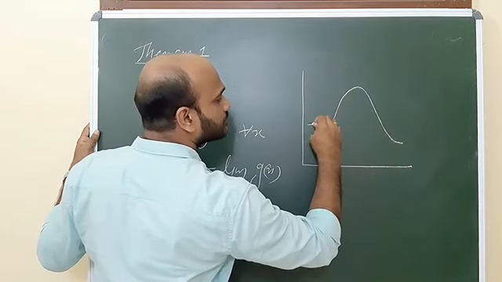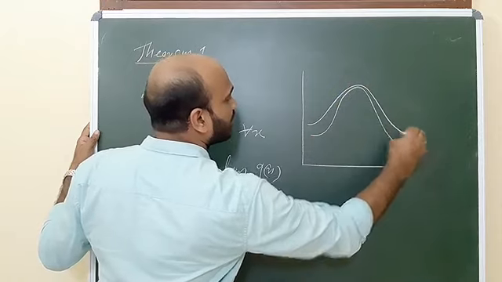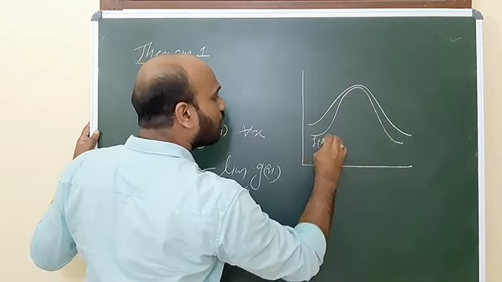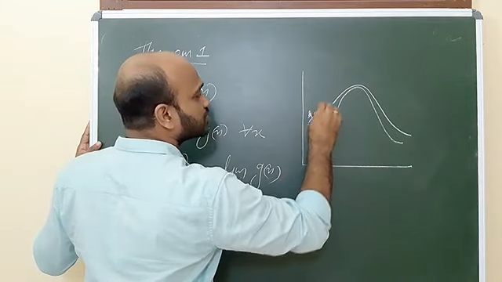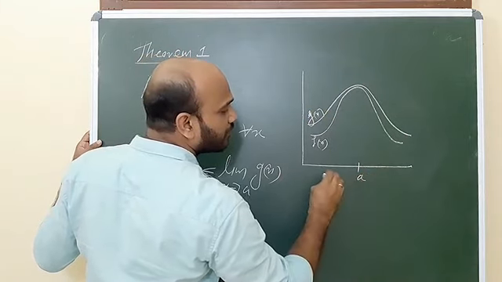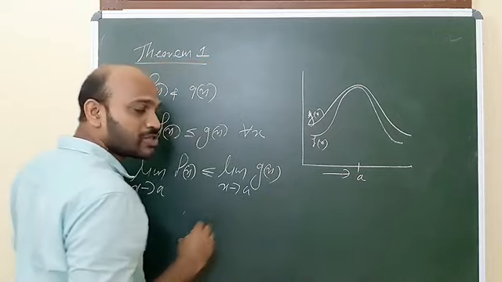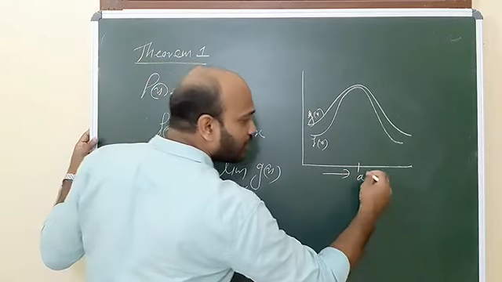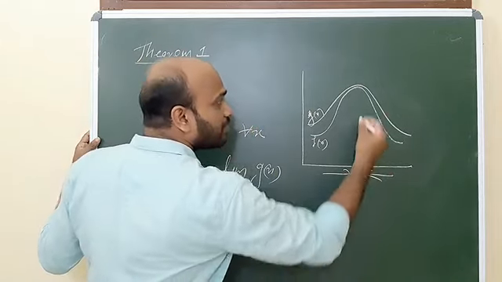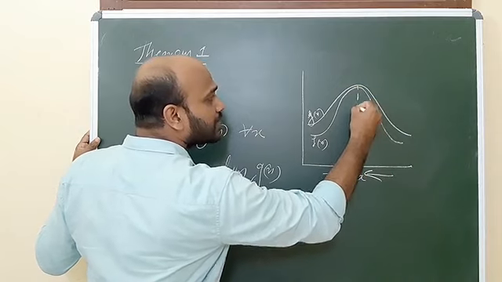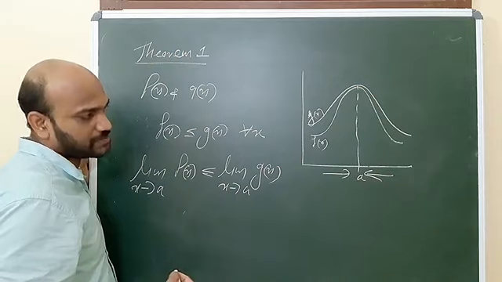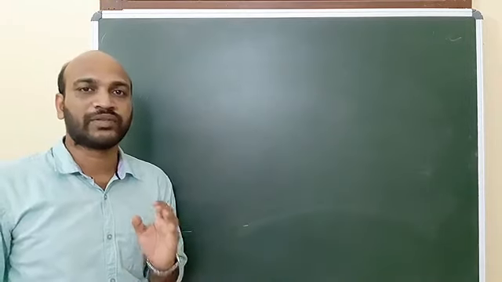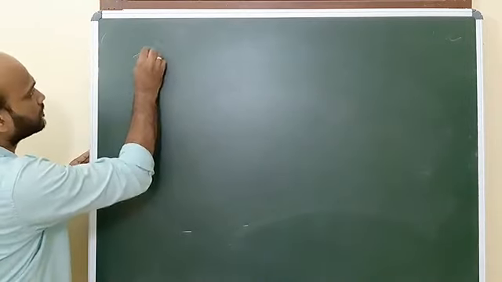f(x) is always less than or equal to g(x). Suppose the point is a. The limit as x tends to a can be from the left-hand side or the right-hand side. The value of f(x) will always be less than or equal to g(x). Okay, now Theorem 2.